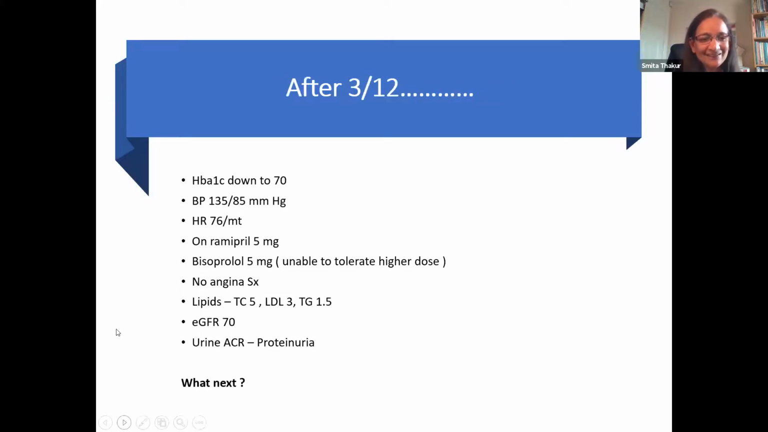Thank you, Dr. Vermani. So a further 3 months down the line, his A1C has now come down to 70. His blood pressure is slightly improved, though not optimum. Heart rate 76. He's now on ramipril 5, bisoprolol 5, not able to tolerate any higher, not getting any angina symptoms. Lipids slightly improved as well. eGFR mild decline. Now he's got proteinuria. What next do we do?